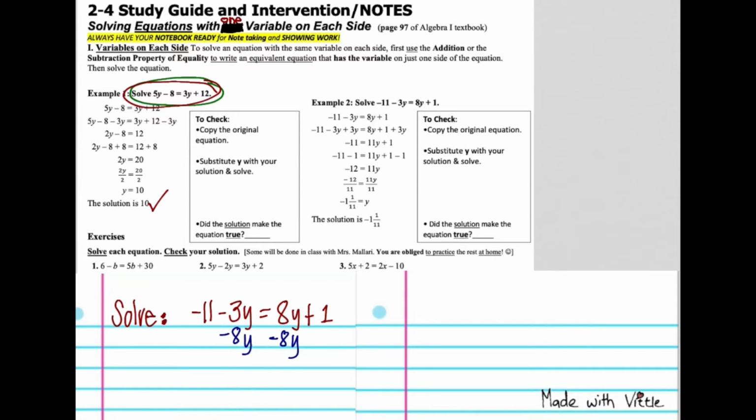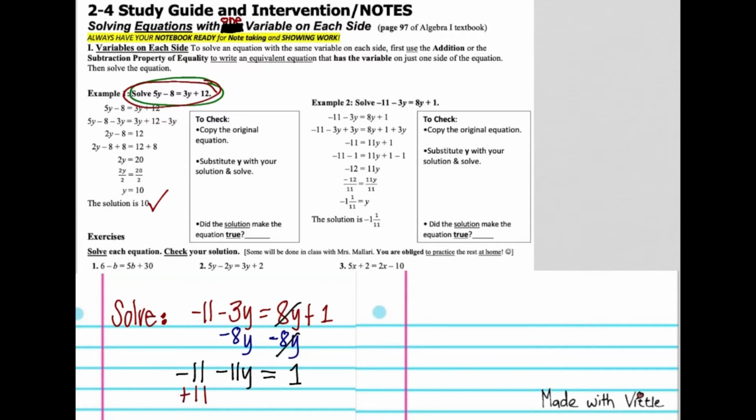8y minus 8y will cancel out, and therefore on the right side, you will have just 1 remaining. And then on the left side, a negative 3y plus a negative 8y, same signs, you add. Then bring down the rest of that equation. Now you want to trim down the equation further, so let's go ahead and eliminate negative 11 by doing the opposite of negative 11, which is positive 11.